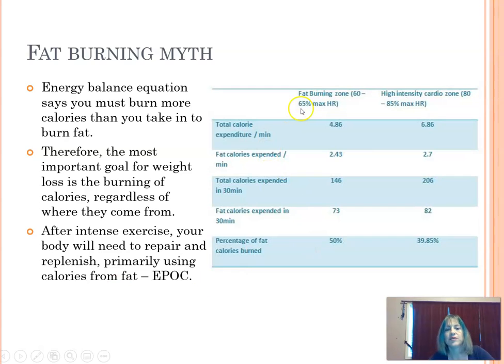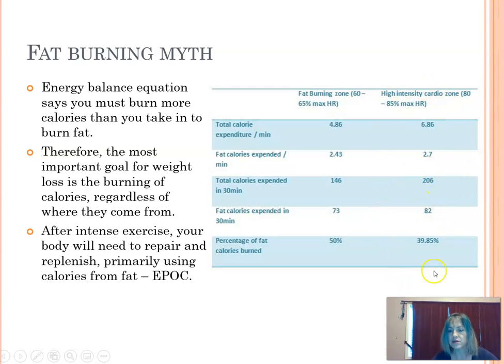But now let's look at the specific numbers here. So we're working at 30 minutes, 65% versus 85%. The total calories burned in 30 minutes is 146 versus 206, right? The fat calories expended, 73 fat calories versus 82 fat calories. So working at a higher intensity, we burned more calories from fat than we did at a low intensity, right? Now, if we're looking at the percentage of fat, we go from 50 to basically 40. So at high intensity, we're burning a lower percentage of fat, but more fat calories and more calories overall.